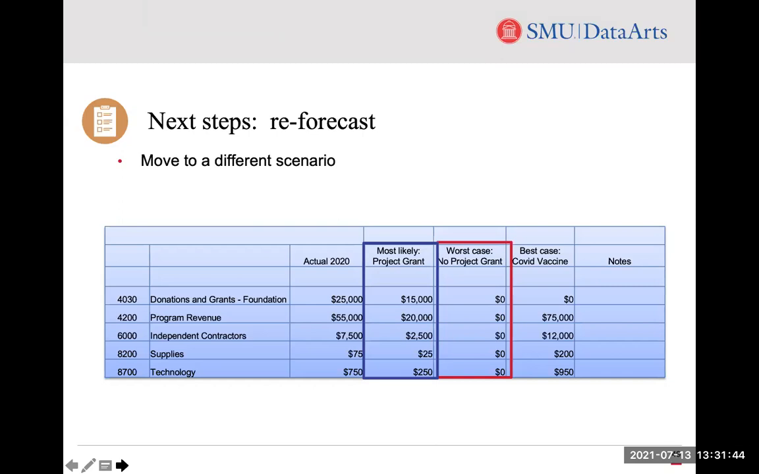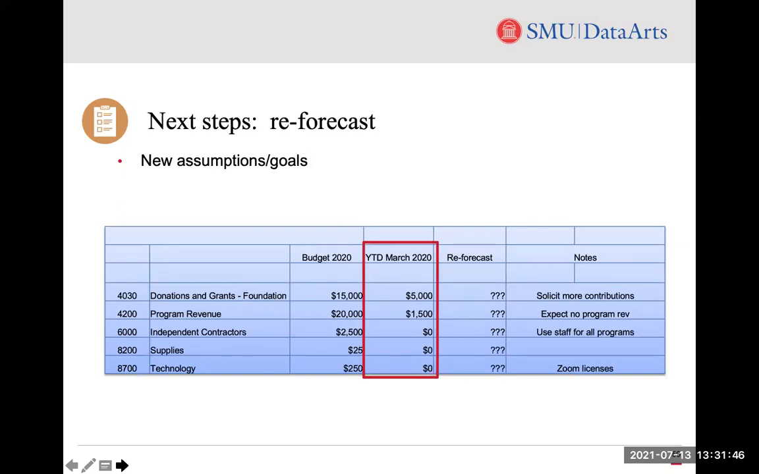How does that work? Start with your year-to-date actual figures. If you already know the event is big enough to warrant a reforecast, and we're going to continue using the pandemic as an example, you don't need to do any variance analysis. You know things have changed. Then jot down some notes about your new assumptions or goals.